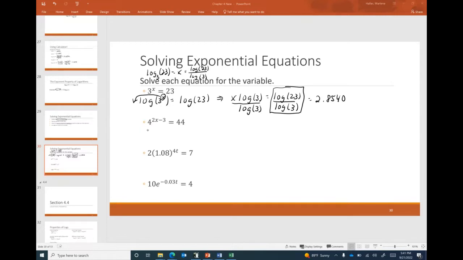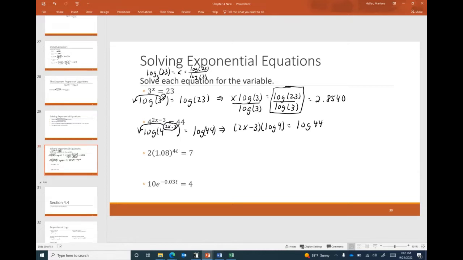So when I take the log of both sides, I'll have the log of 4 to the 2x minus 3 equal to the log of 44. All right, then I can bring down that exponent. Should be parentheses, I guess. And what I have is (2x minus 3) times the log of 4, I'm not going to use parentheses, it's too many, is equal to log 44.